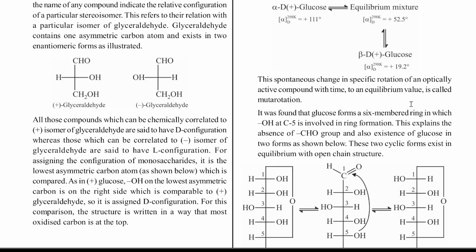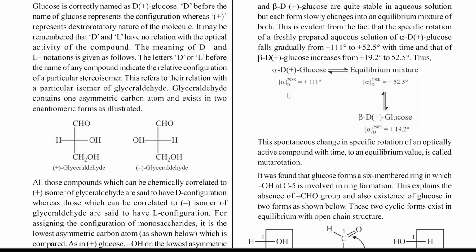This spontaneous change in specific rotation of an optically active compound to an equilibrium value is termed mutarotation. The definition is important for your examination, so kindly remember it. When two different isomeric forms get rotated and attain an equilibrium mixture at a given temperature, then it is known as mutarotation.